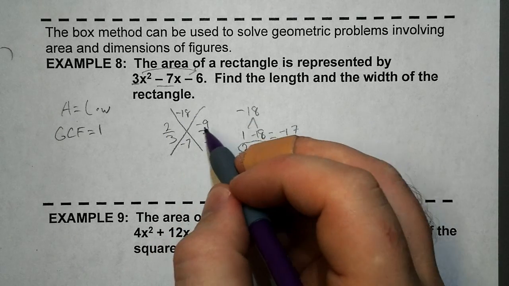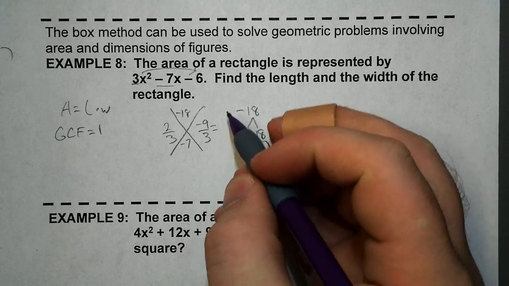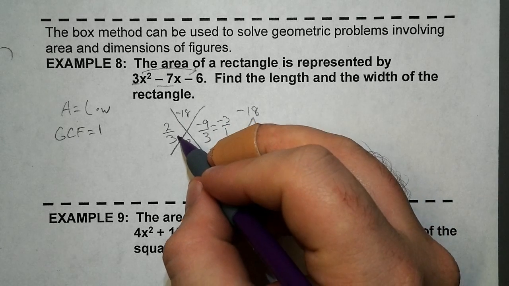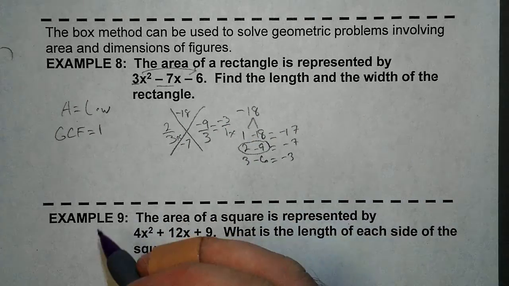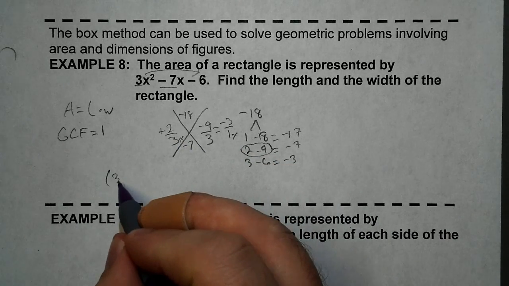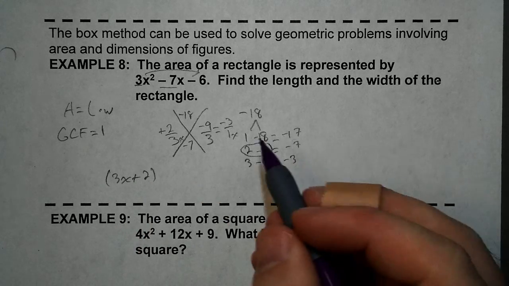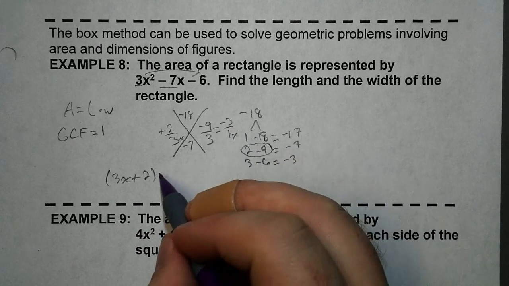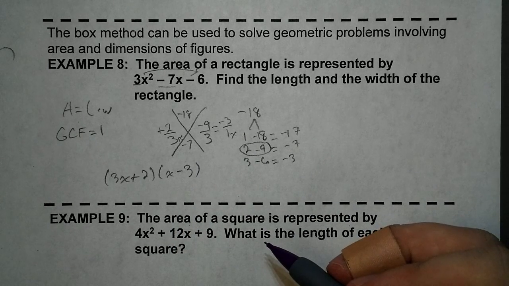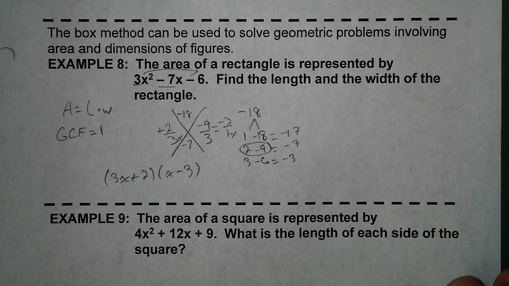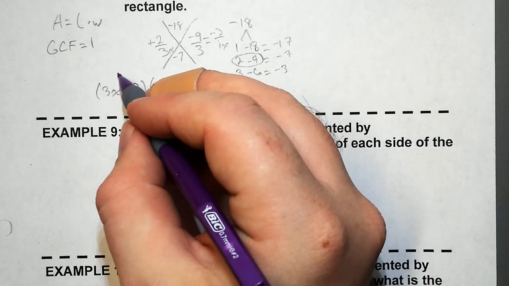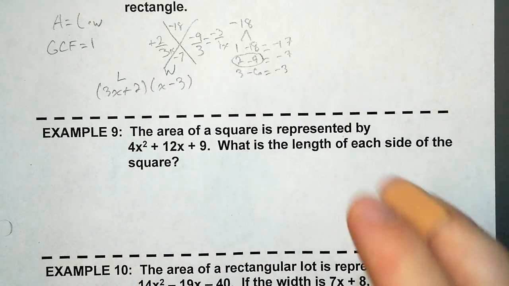Okay, I cannot simplify this one. I can simplify this one. I can divide them both by 3. Negative 3 over 1. Bottom number gets our x. Top number is our leftover. So our first factor, 3x, and that's positive 2. So 3x plus 2. Our other factor, 1x, and then minus 3. So this one is our length, this one is our width.